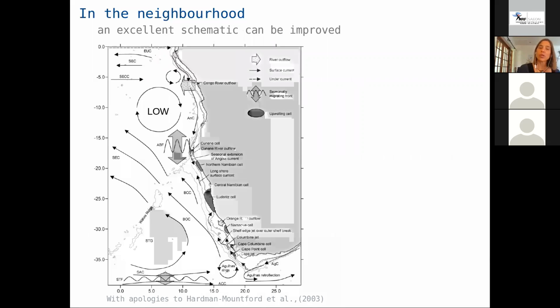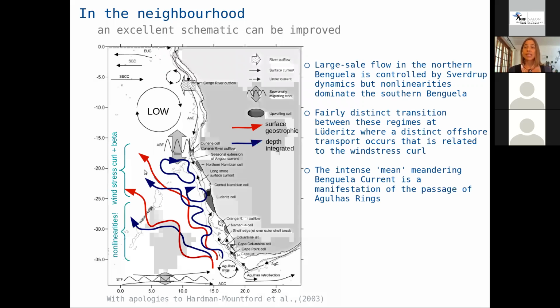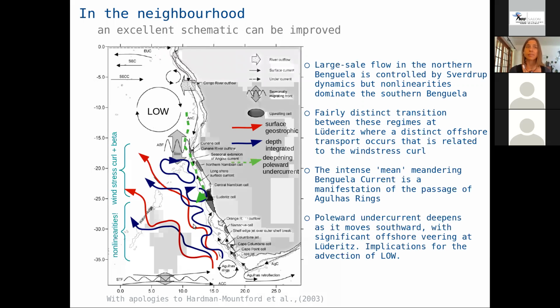So if I were to respectfully edit my favorite schematic, I would do this. I would make the surface flow much more meandering, not as tidy. I would include the depth-integrated flow, which is quite disparate in the northern and the southern Benguela system. We've got this weak cyclonic flow in the north versus this strong meandering flow in the southern Benguela system. And I would also include this deepening poleward undercurrent that is really important for the import of low oxygen water onto the northern Benguela shelf.